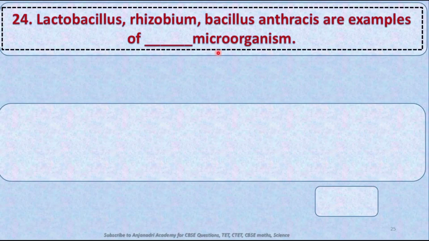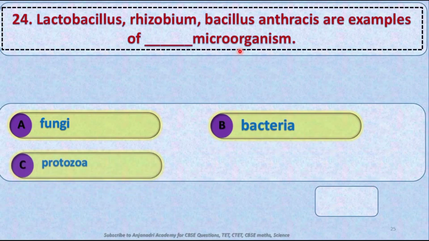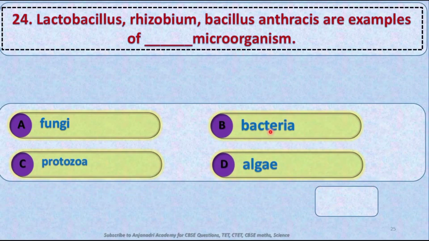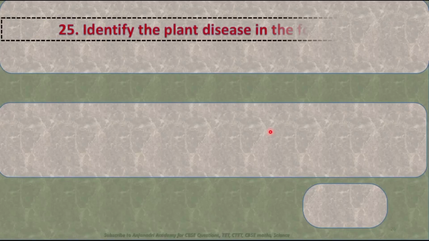The next question is Lactobacillus, Rhizobium, and Bacillus anthracis are examples of dash microorganism: fungi, bacteria, protozoa, and algae. The correct answer is option B. They belong to the bacteria kingdom. Here is the next question.